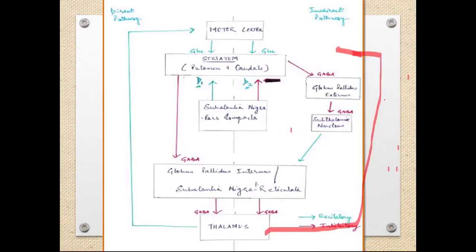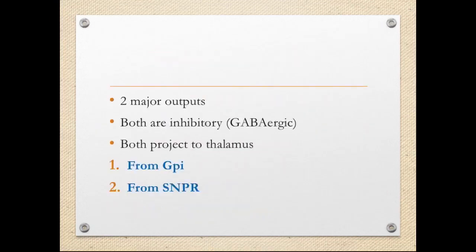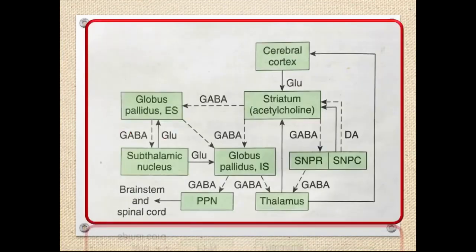And the third diagram you can focus on is this one. This is from Ganong, I have taken. Those two are not from Ganong or any other book. So the same thing: from the cortex it goes to the striatum. From the striatum it goes to the globus pallidus internus, the direct pathway to the thalamus.